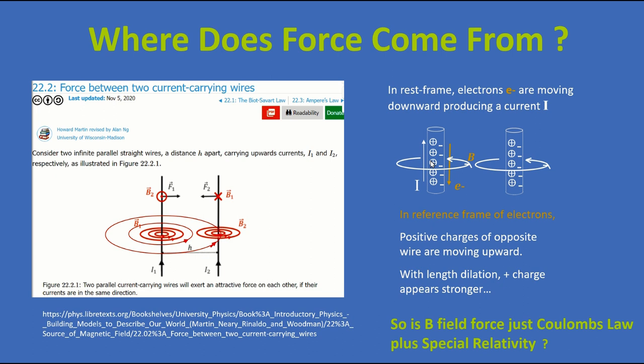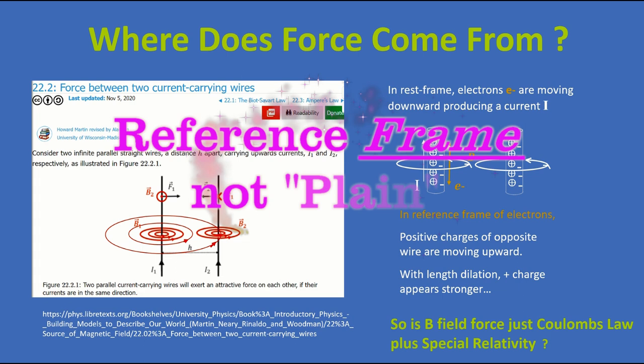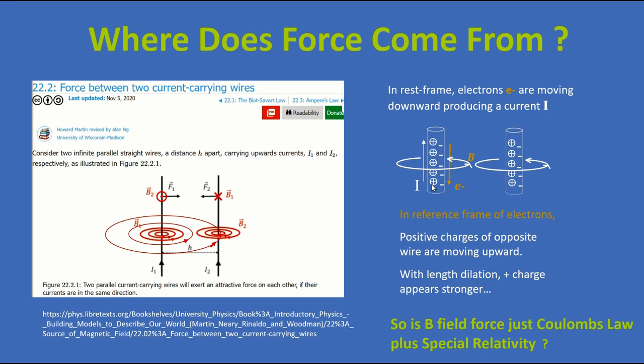But in the reference plane of the electrons, these electrons are stationary, as seen from the right, whereas these positive charges are now moving in the direction indicated by the current I. And according to what I understand from the book and their discussion, with length dilation in relativity theory, when you have stuff moving, the length can shorten up. And so these positive charges become more concentrated. So as seen from the electrons on the right-hand side, we have now more positive charge than negative charge, and so positive and negatives attract, and the wires move together. So is the B field force just Coulomb's law plus some special relativity theory?